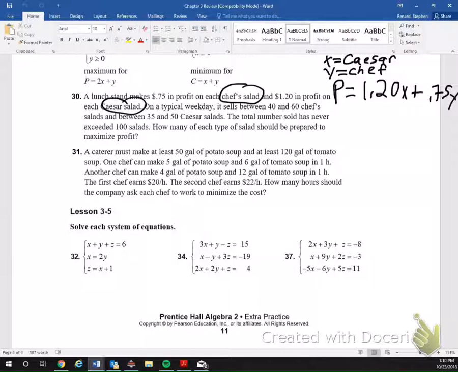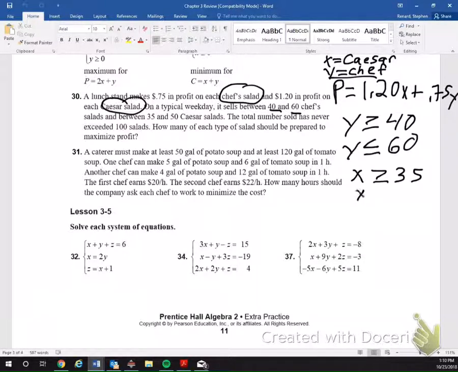Now, on a typical weekday, it sells between 40 and 60 chef salads. So that means y has to be greater than or equal to 40, and it has to be less than or equal to 60. It also sells between 35 and 50 Caesar salads. So that means X is greater than or equal to 35, and X is less than or equal to 50, sorry. Okay, so those four, do those make sense? Yeah. That's the limitation on the number of salads I'm making.